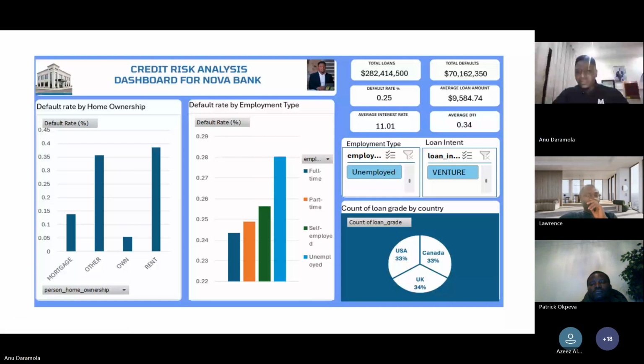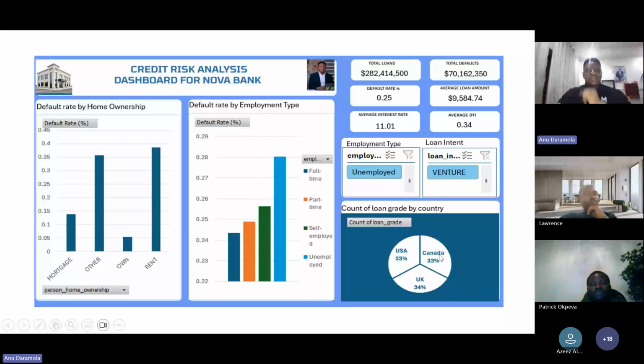This just shows the loan distribution with respect to the country. So we have more in the UK, followed by an equal distribution between the US and Canada.